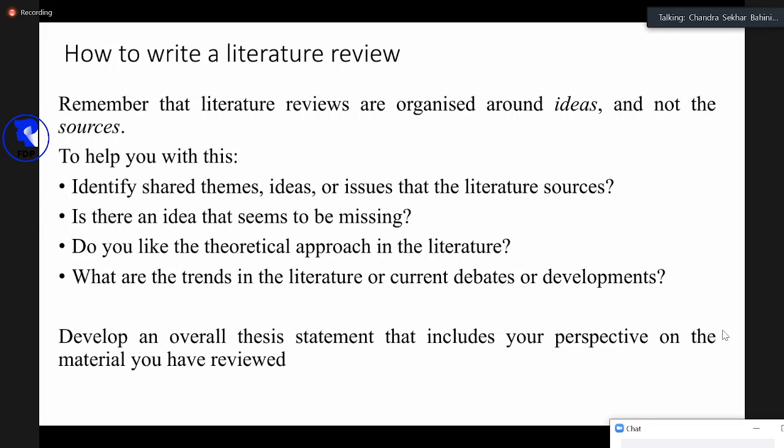What you have to do first is identify the shared themes, ideas or issues in the literature sources. When you read the literature, what themes do they have? What ideas do they have? What issues do I have which are common across the studies? Is there an idea that seems to be missing? Do you like the theoretical approach in the literature? And what are the trends in the literature, the current debates or the developments? You should answer these four questions, and only then can you start doing the literature review.